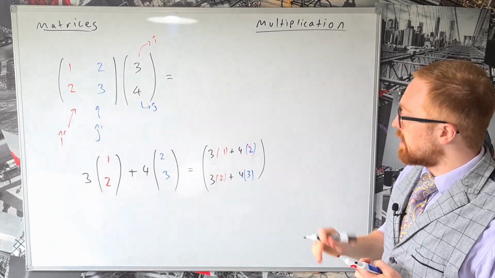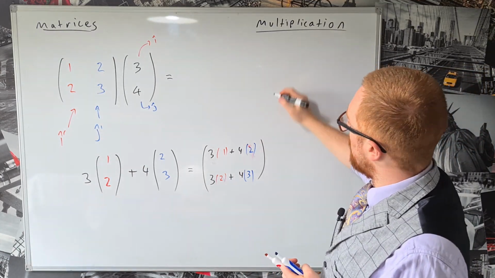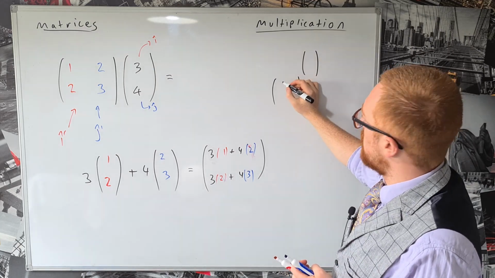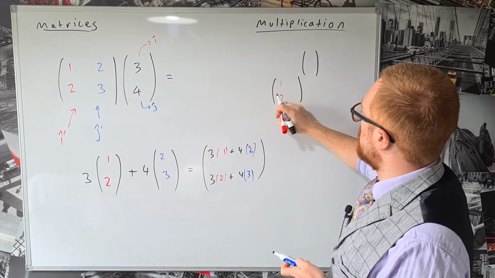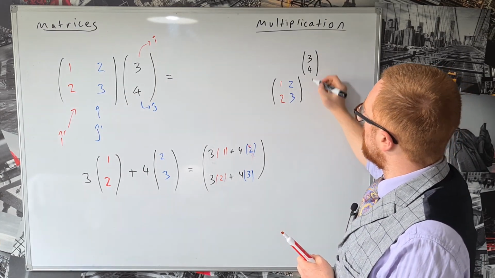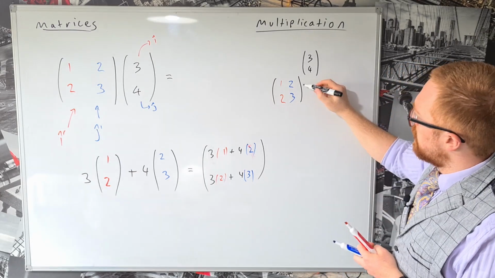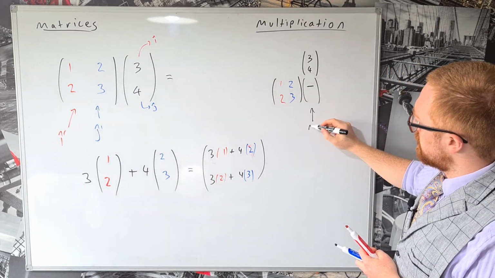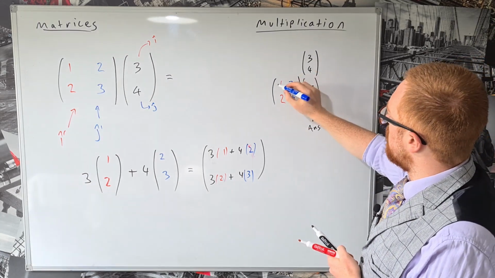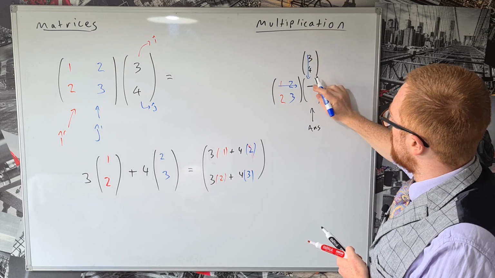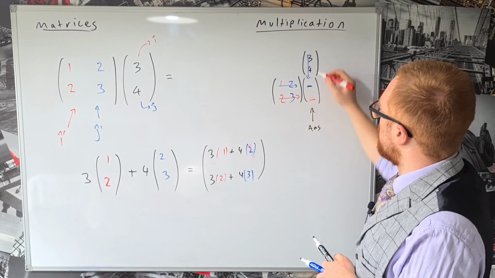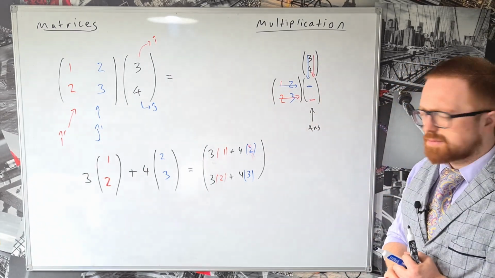And that led us to this idea that if we offset our matrix like so, we had 1, 2, and we had 2, 3, and we had 3, 4, then if our answer is here, the top number is going to be this row times this column, and the bottom number is going to be this row times this column as well.